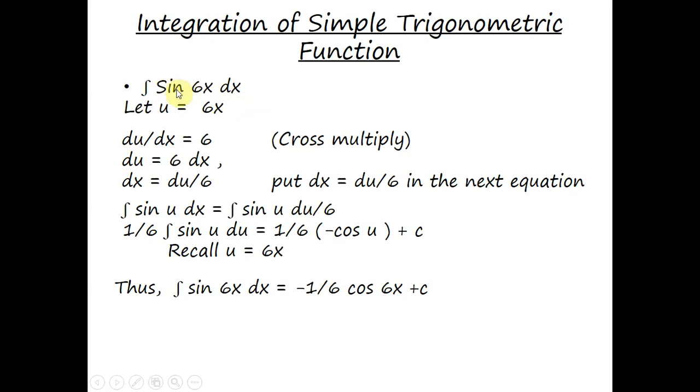Then we have to differentiate one. That is this. That's what we did here. du over dx, differentiate it. But you use it to divide the expression. And that is why we got 1 over 6. Mind you, we didn't use it to multiply the expression.